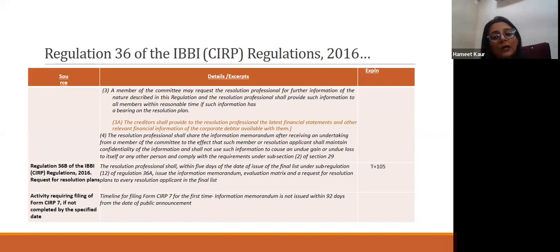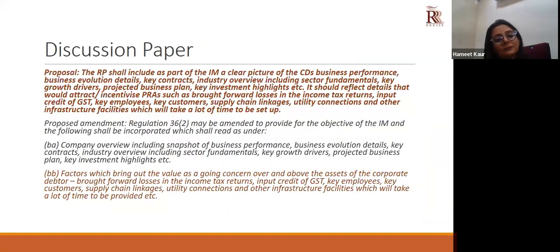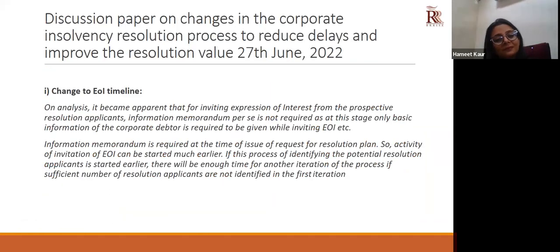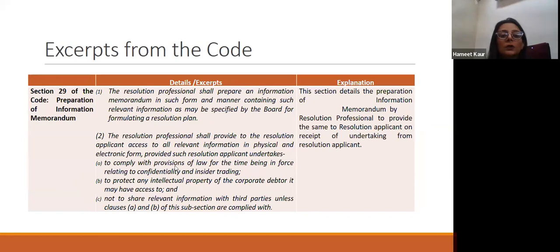Second, they shall not use that information to cause an undue gain or undue loss to themselves or any other person, and comply with the requirements under subsection 2 of section 29. What was subsection 2 of section 29? It talked about confidentiality and insider trading.